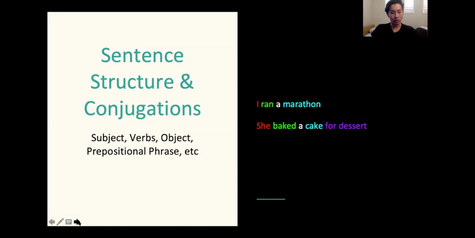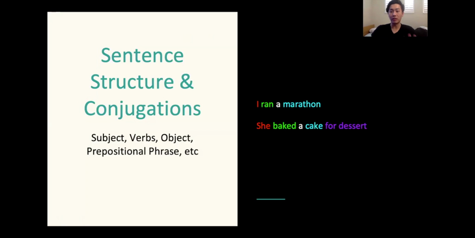All right, the first 2 days will comprise sentence structure and conjugations. If you aren't already familiar with this, it's how we break up a sentence into its components, like subject, verbs, objects, prepositional phrases, and there will be more, but I didn't want to write all of them. I didn't want to drown you guys so early on. An example would be, right here, we have "I ran a marathon."